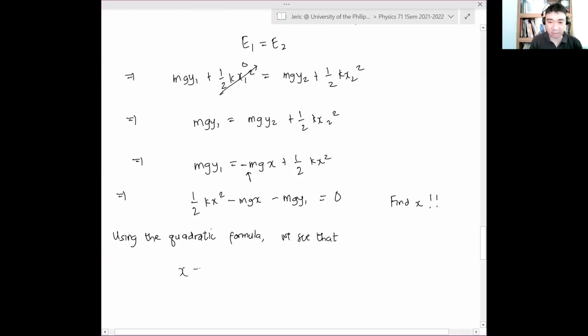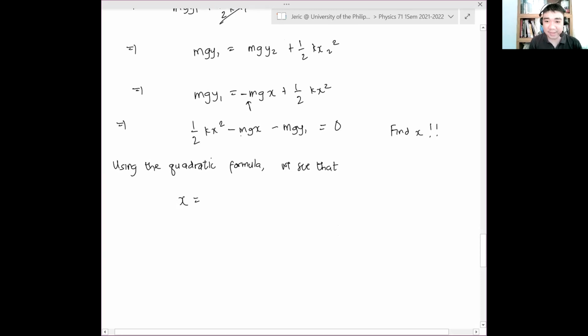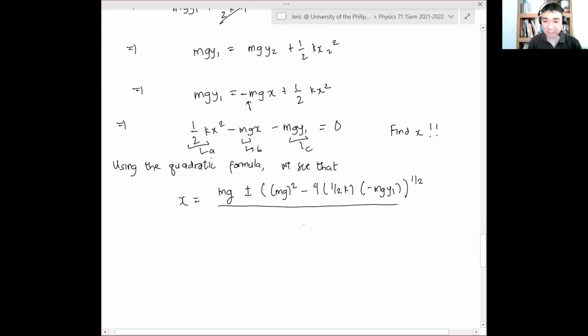x is just equal to what? So this is negative b. Let's say this is a, this is b, and this is c. And we say that, okay, I have a negative b, so I have positive mg, plus or minus b squared, mg quantity squared, minus 4 times a, 1/2 k, times c, minus mg y1, all raised to 1/2, divided by 2a, twice of 1/2 k.